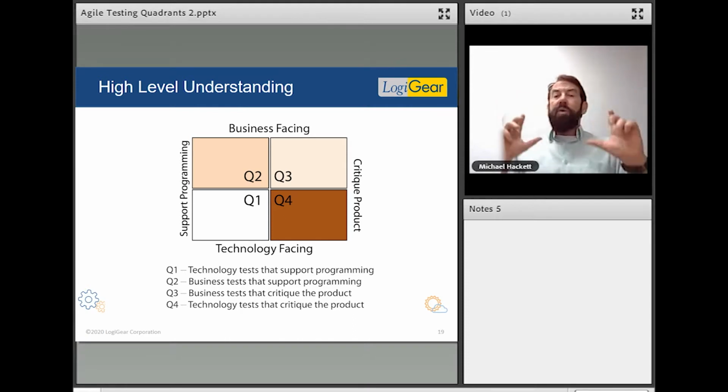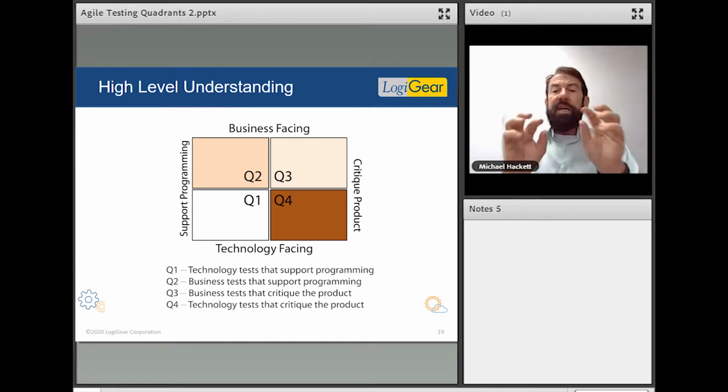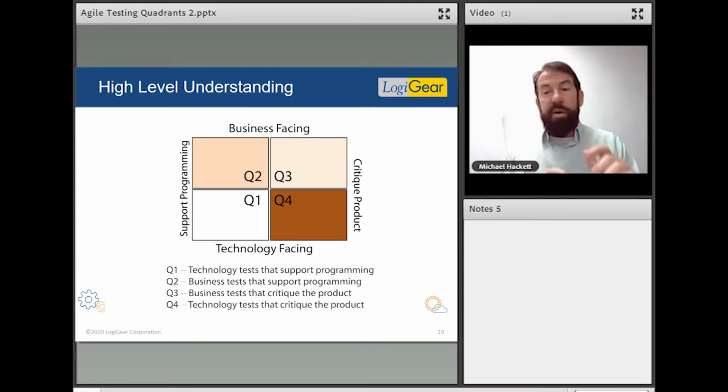So why do I say this is more important than understanding the individual low-level tasks? The individual tasks that show up in Quadrant 1, Quadrant 2, Quadrant 3, Quadrant 4 are really going to depend on your product and how your team works and even where your team is located and what happens inside a sprint and outside a sprint, all those things that we're going to talk about. But understanding how you're going to build your own strategy.